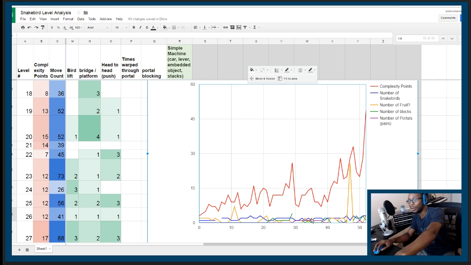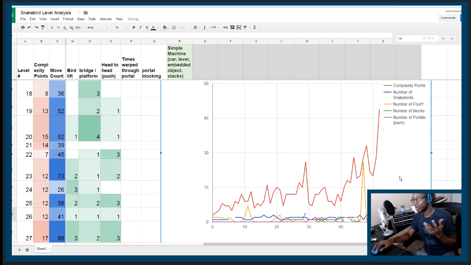But you can see, no matter what it looks like down at the bottom, the difficulty of the level just goes up and down however it wants, right? Even this crazy spike in the number of fruits doesn't make a crazy spike in the difficulty compared to the levels around it. So it really seems like there's no correlation between the number of snakebirds, the number of movable elements, the number of portals, and the number of fruit in the level that determines its overall complexity.